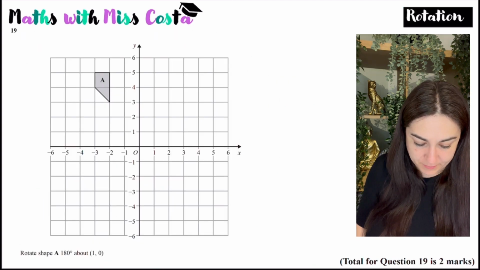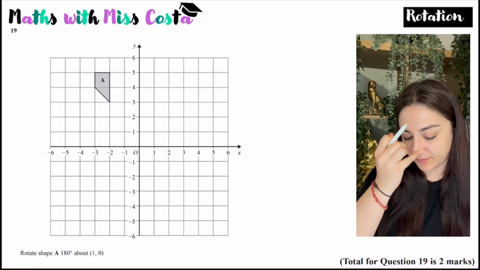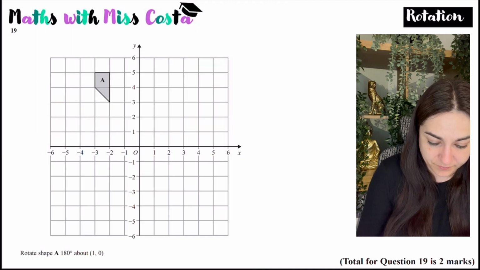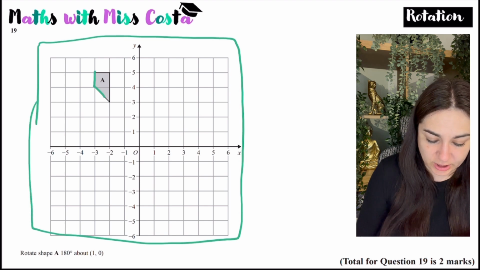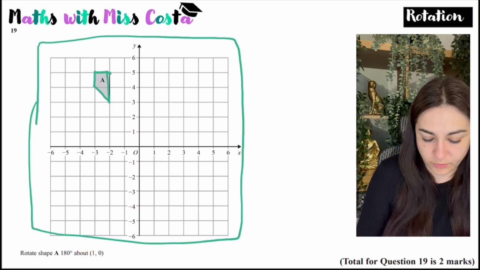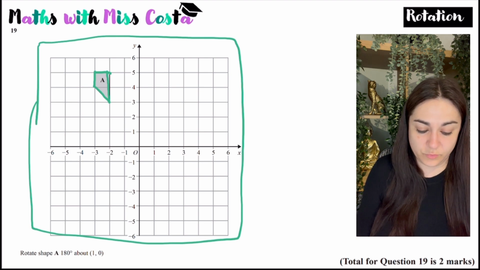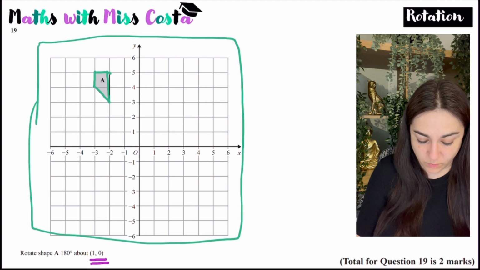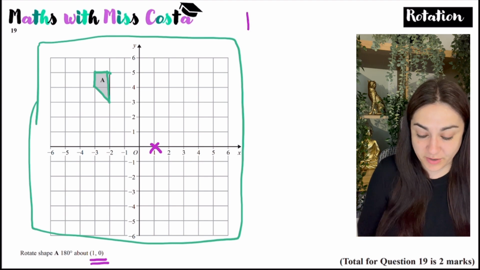Okay, next I have to do a rotation. This is very difficult to do when I don't have the tracing paper. But what you do is you get your tracing paper. So imagine that this is your whole tracing paper. You put your tracing paper on top of the page. You draw in pencil over it, and it tells you to rotate shape A 180 degrees about 1, 0. So you go to the coordinate 1, 0, which is here. You put your pencil on there and you rotate your paper.